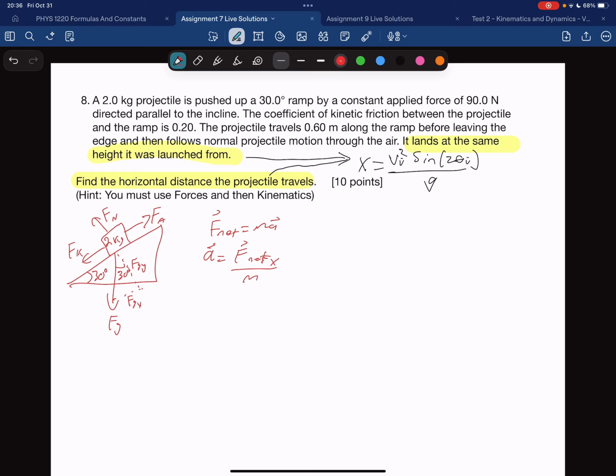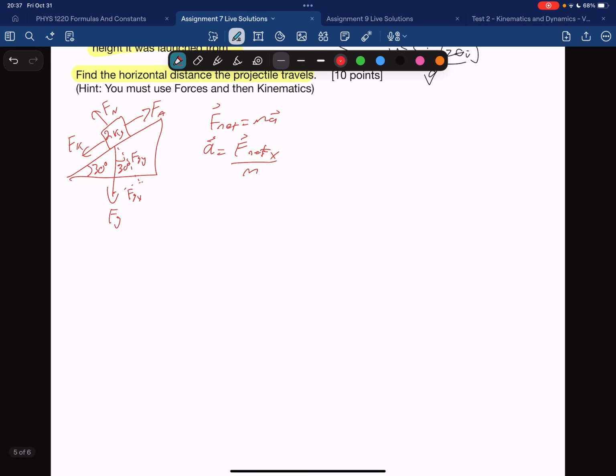It's not crashing through the bottom of the ramp. It's not hopping off the ramp before it reaches the end. It's not moving vertically at all. So we only care about F net x. And F net x is going to be the sum of all the forces in the x direction. So this is going to be Fk plus Fgx plus Fa.